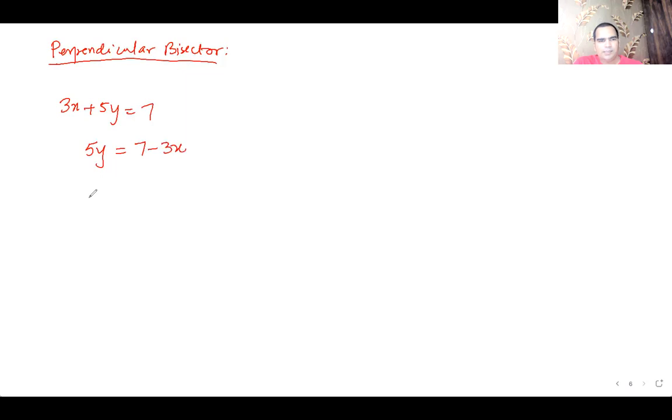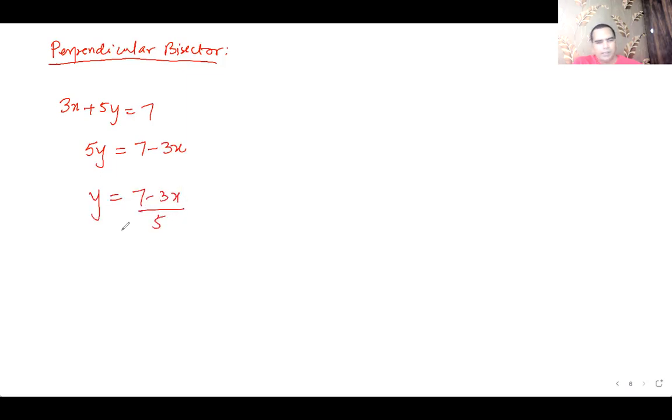Our next concept is something called the perpendicular bisector. Now, before we go ahead with the perpendicular bisector, I would like to give any line in standard form. Let's say 3x plus 5y equals 7. Sometimes you are asked a question like, make y the subject of the formula. So if I make y the subject, 5y equals 7 minus 3x, and y will be 7 minus 3x over 5.